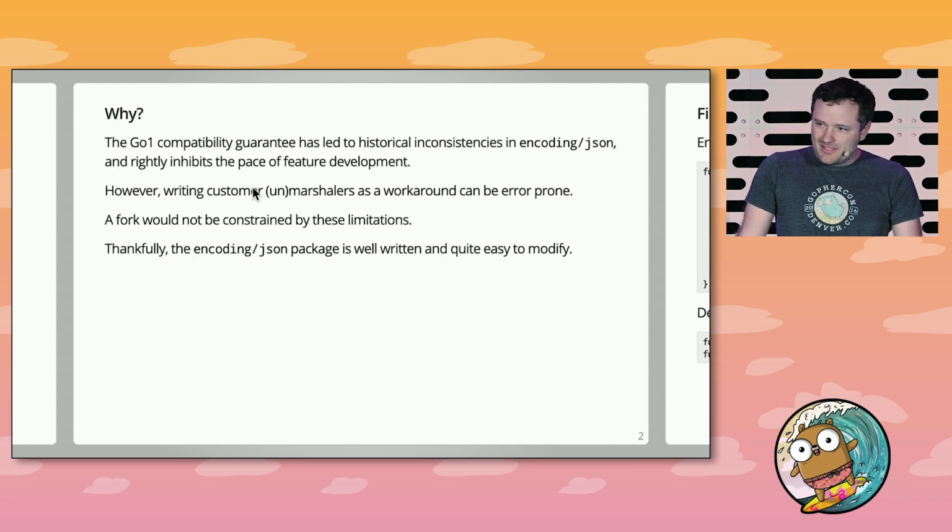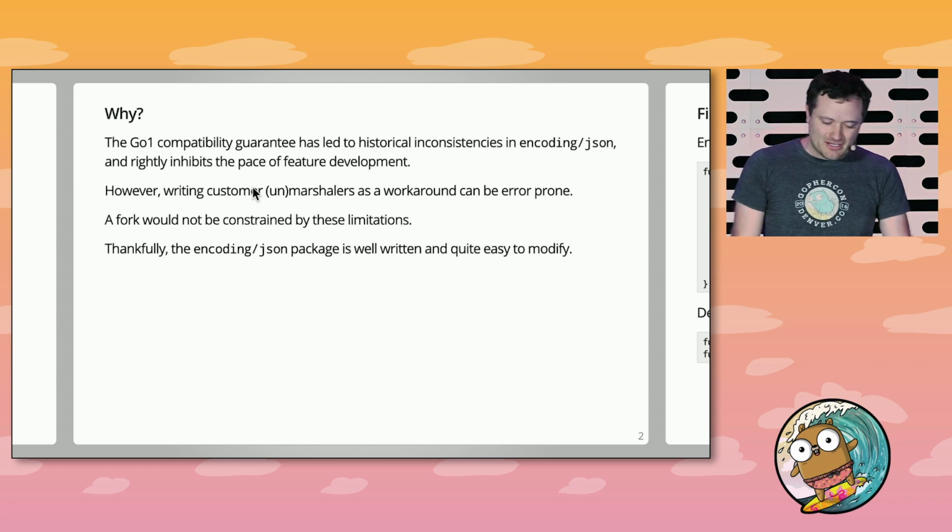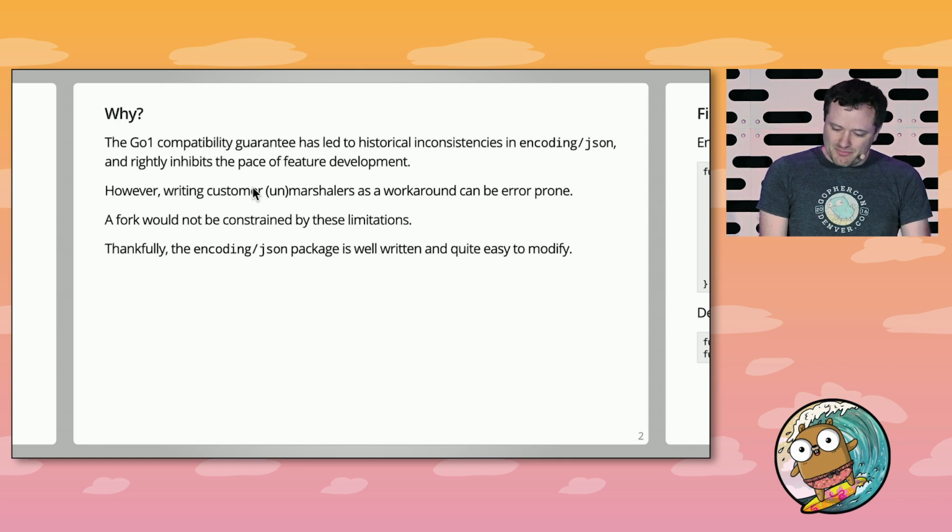The Go 1 compatibility guarantee makes our lives a lot easier, but it can sometimes also get in the way of important aspects of app development. For example, to work around a lot of the limitations in standard library JSON, you often have to write custom marshallers or unmarshallers. This can be error-prone, especially when you're doing something as simple as just trying to get zero-valued times to not be output when you have omitempty. We can make a fork, and that would not be constrained by these limitations.